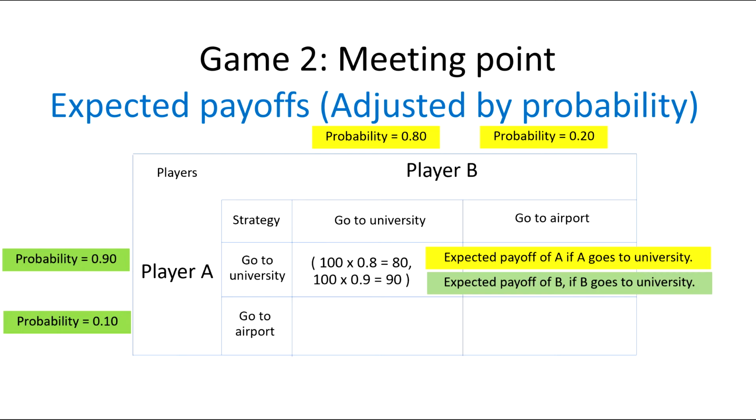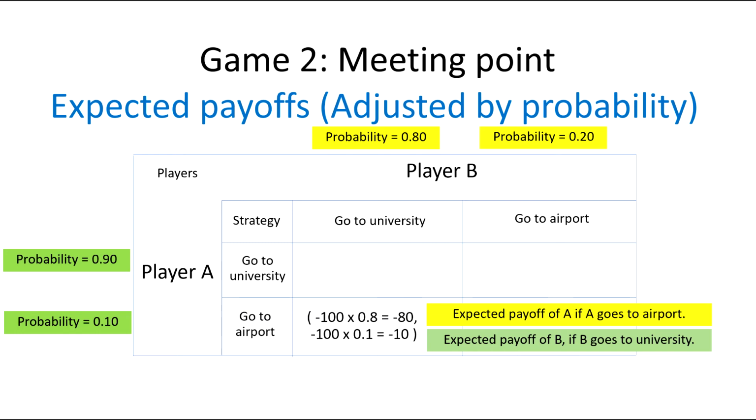So you look at the left-hand side and you see the probability of player A going to university is 0.9. And if player B goes to university and player A goes to university, player B will get 100 utils. But the expected payoff, or the payoff adjusted by the probability, is the full utility that we can get, 100, times the probability of player A going to university, which is 0.9. Therefore, 100 times 0.9 is 90. So this is the expected payoff of player B if B goes to university.